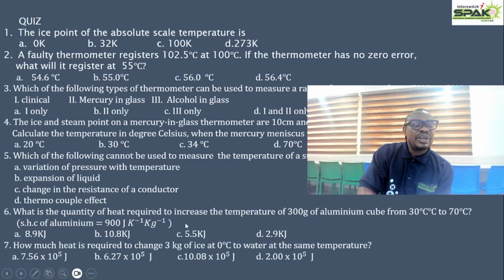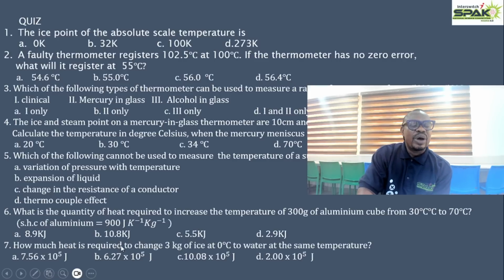Then my specific heat capacity 900, then my change in temperature 40. When you solve this, you are going to have 10,800 joules. Convert it to kilojoules and pick your answer. B. Okay. Number 10, the final one we have here.